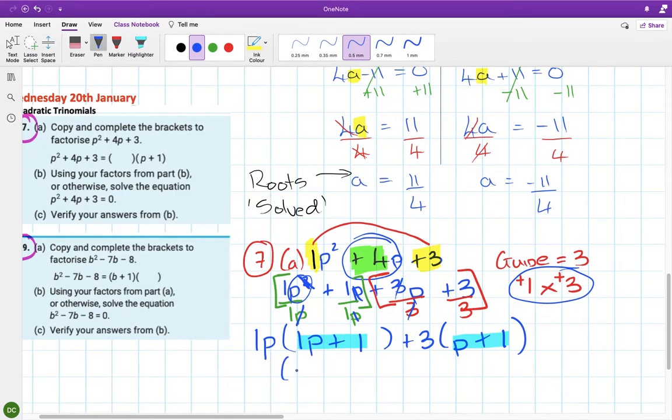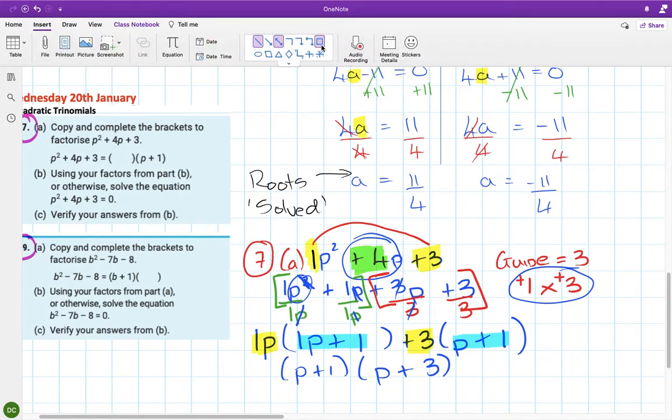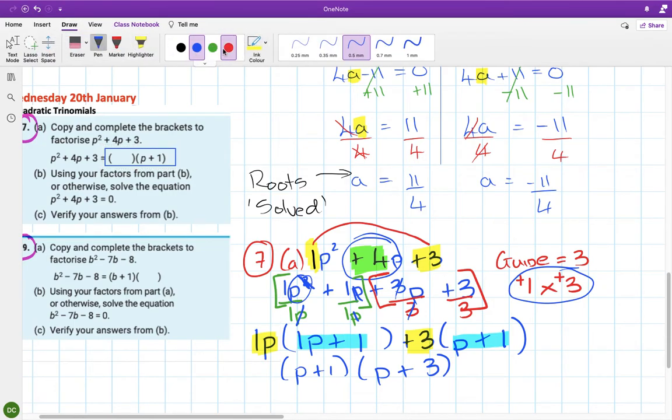So once they match, you write down the matching bracket, and then you write down the factors in another bracket. So 1p or just p plus 3. Okay, if we go back to the question, they told us that p plus 1 was going to be one of the factors, and that's what I got. So we were trying to find the other one, and we did. P plus 3.